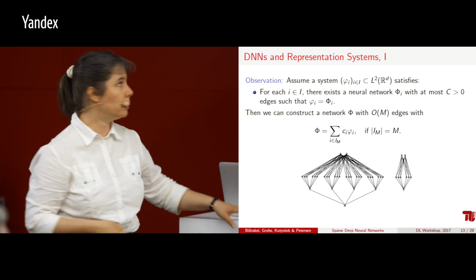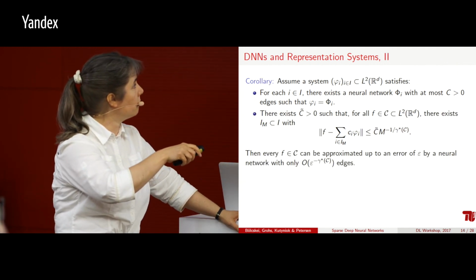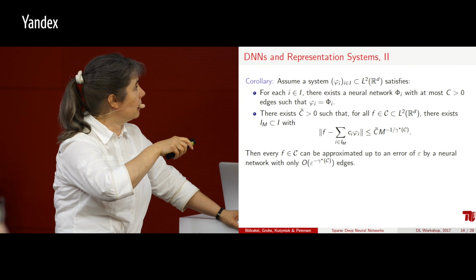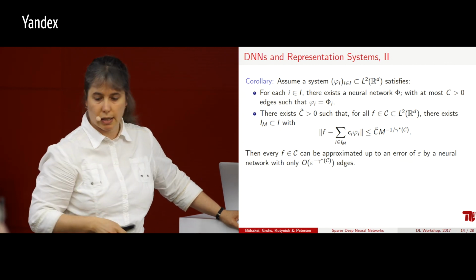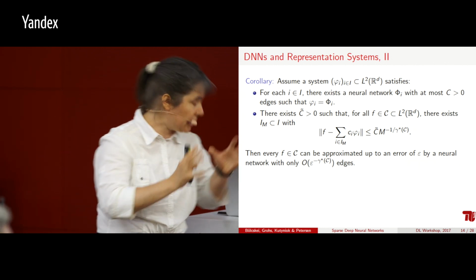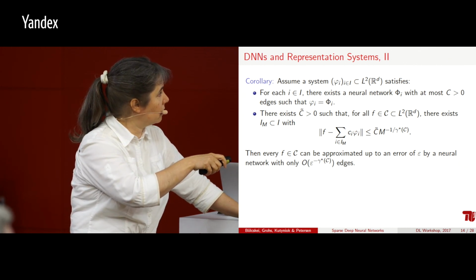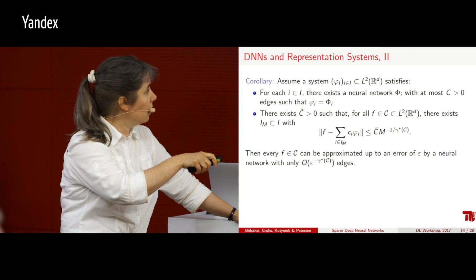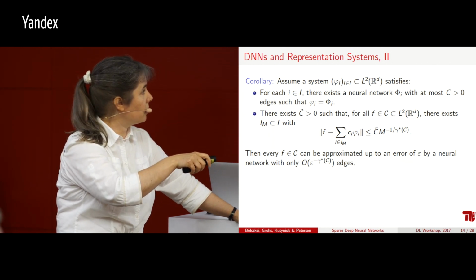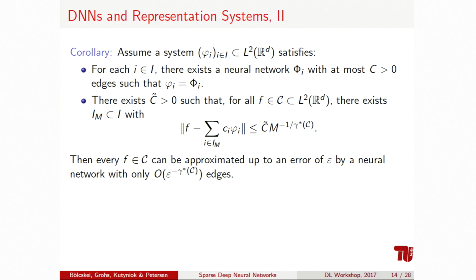I can realize every element with a neural network. That's the first part here of this slide. And now let's assume I have a function class for which this system is best in some sense, so that the error which I make, if I approximate this now with a linear combination, behaves like this. And let me just say this is the optimal rate you can achieve. Then, if we have that, what follows is every function can be approximated up to an error of epsilon by a neural network with this number of edges. This is what we need.